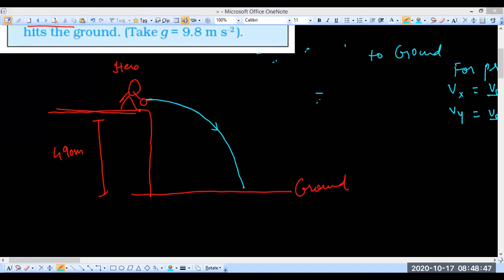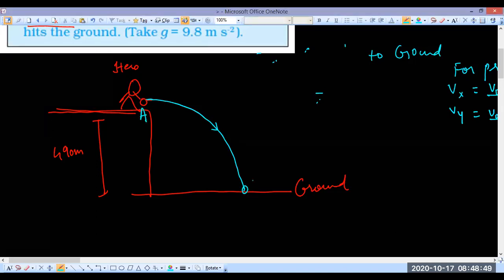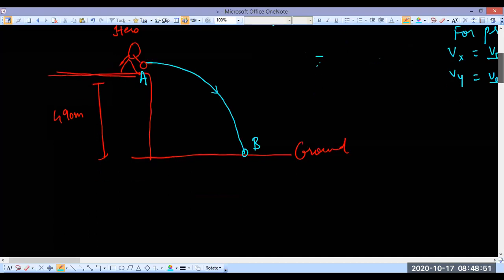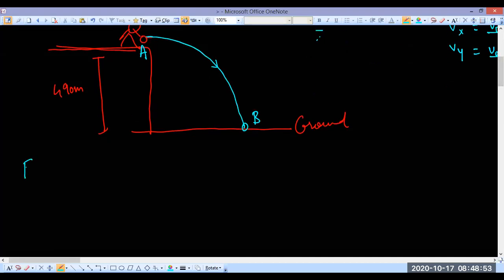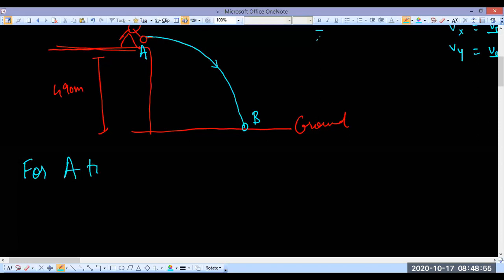So we want to know in how much time it falls from A to B. Okay, so let's do it. If you don't want to remember anything, you can do everything by equations of kinematics, right? For A to B, we want to find how much time.